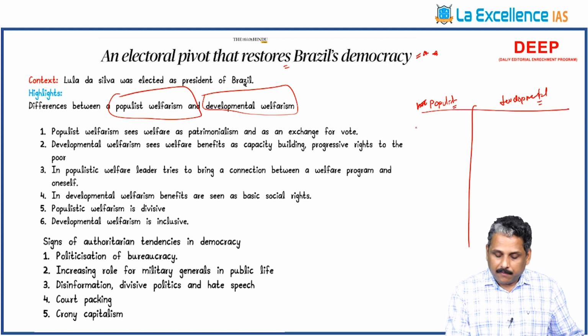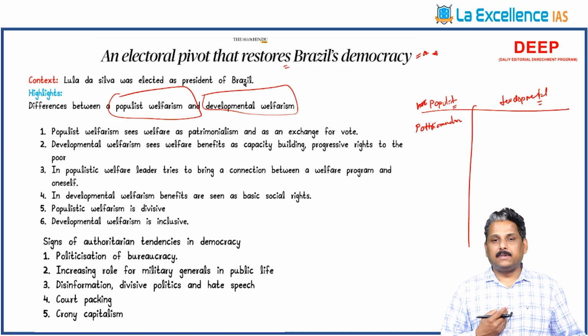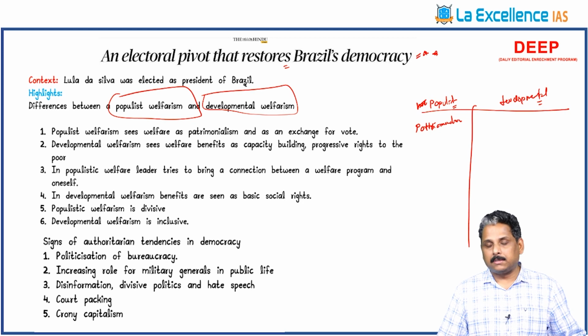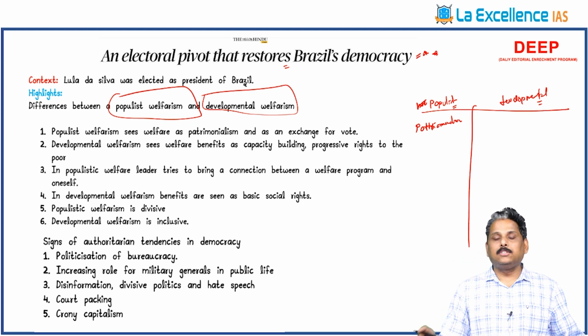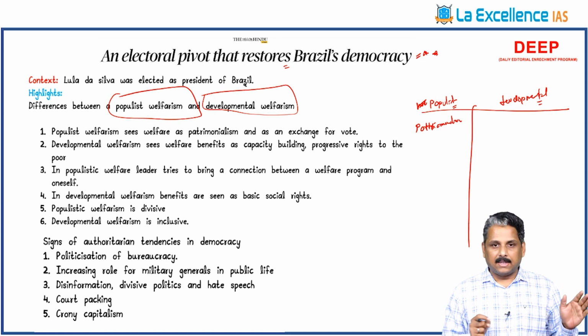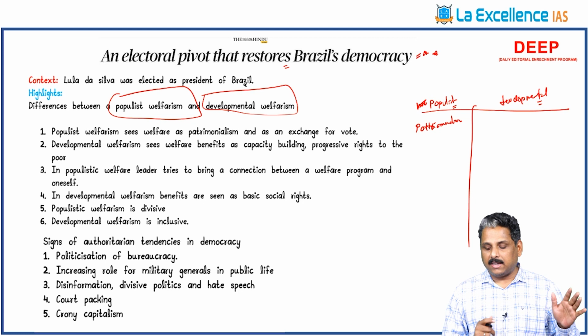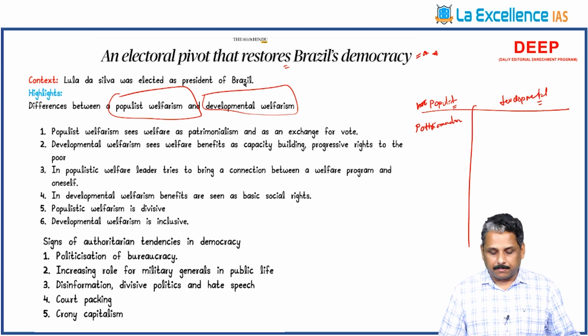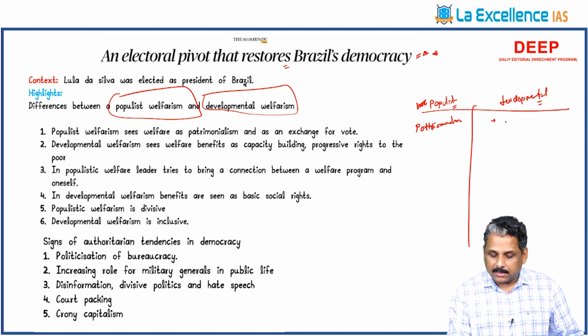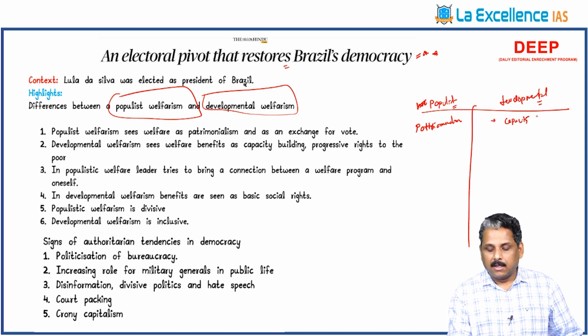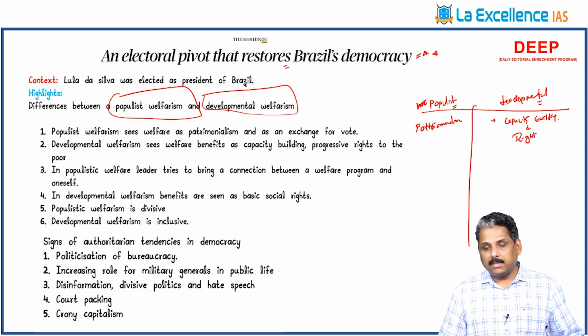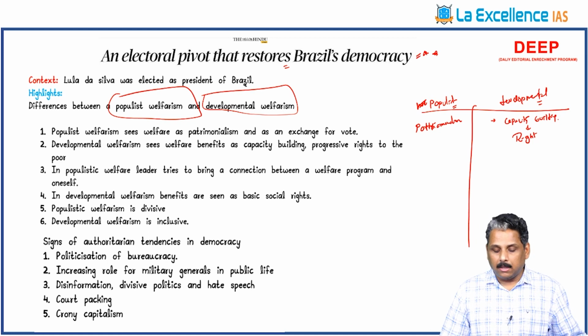Here, benefits are seen as patrimonialism. It means the leader tries to connect the benefits and the beneficiaries to himself. In India also, if you see among the chief ministers and prime minister, everywhere his name or position comes into picture. So the leader tries to make a direct connect between the benefits, beneficiaries and himself. In developmental welfarism, the benefits are seen as a capacity building exercise. It means education or health. Any benefit which has been given is considered as a right.